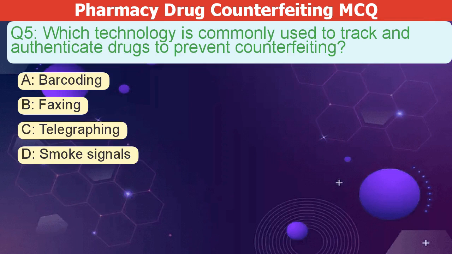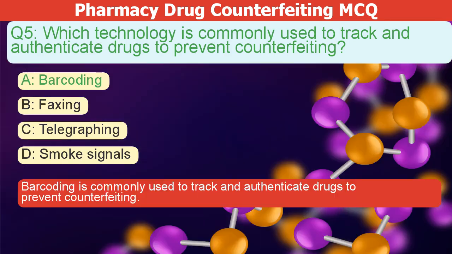Which technology is commonly used to track and authenticate drugs to prevent counterfeiting? A. Barcoding. B. Faxing. C. Telegraphing. D. Smoke signals. The correct answer is A. Barcoding is commonly used to track and authenticate drugs to prevent counterfeiting.